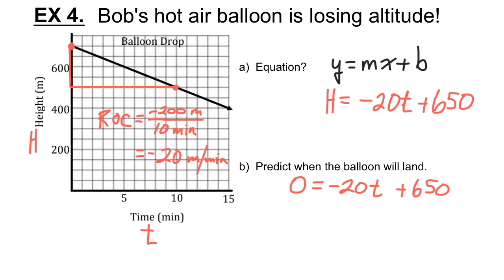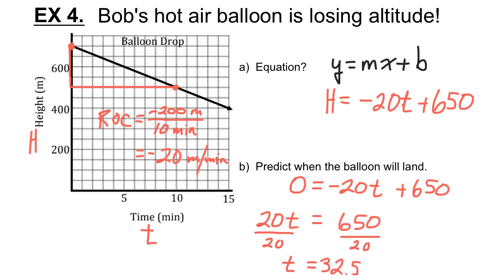Now I have an equation, and I can use my algebra to solve. So I'm just trying to isolate t. I took this minus 20t and I moved it to the other side. Now it's positive 20t equals 650. To get t isolated, I have to divide both sides by 20. And I'm left with t on the left. And when I do 650 divided by 20, I get an answer of 32.5. So I can make my conclusion, Bob will land in 32.5 minutes.